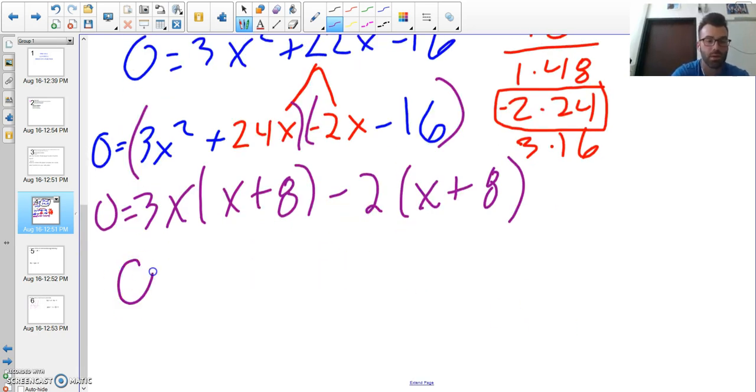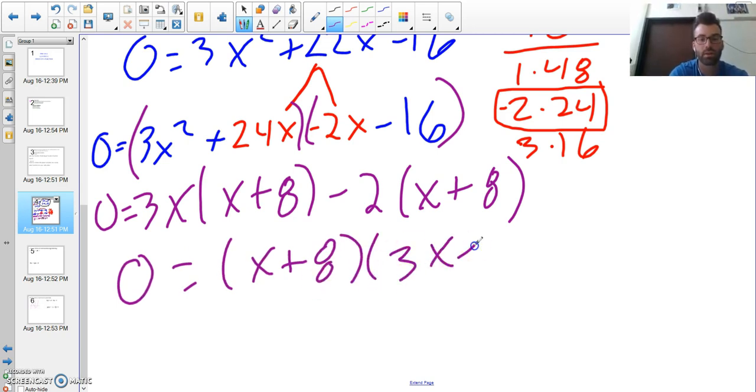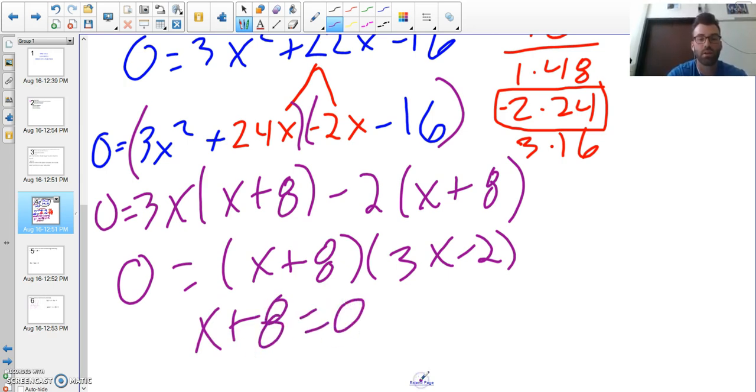All right, so I'm going to have 0 equals x plus 8 and 3x minus 2. Once I'm there, by the zero product property, I can set each factor equal to 0. x plus 8 equals 0. And 3x minus 2 equals 0.